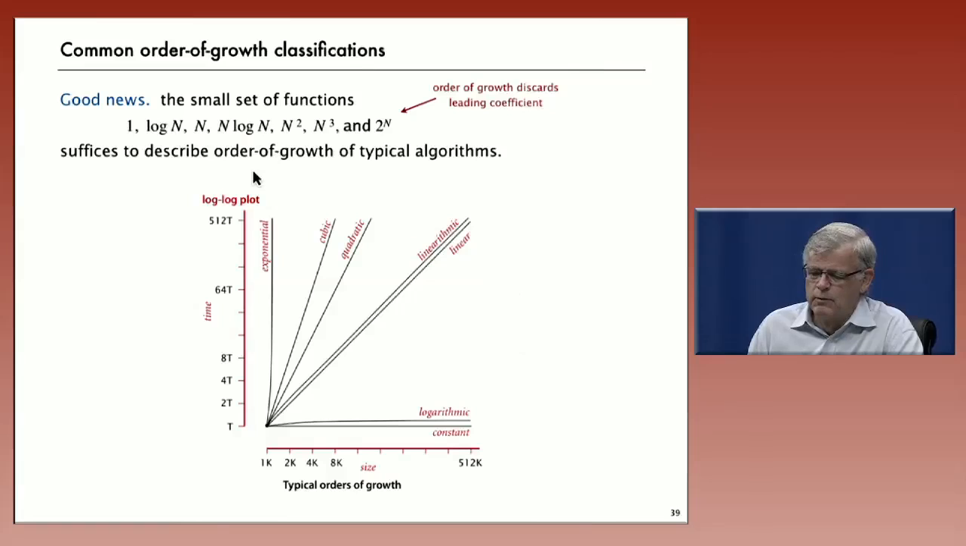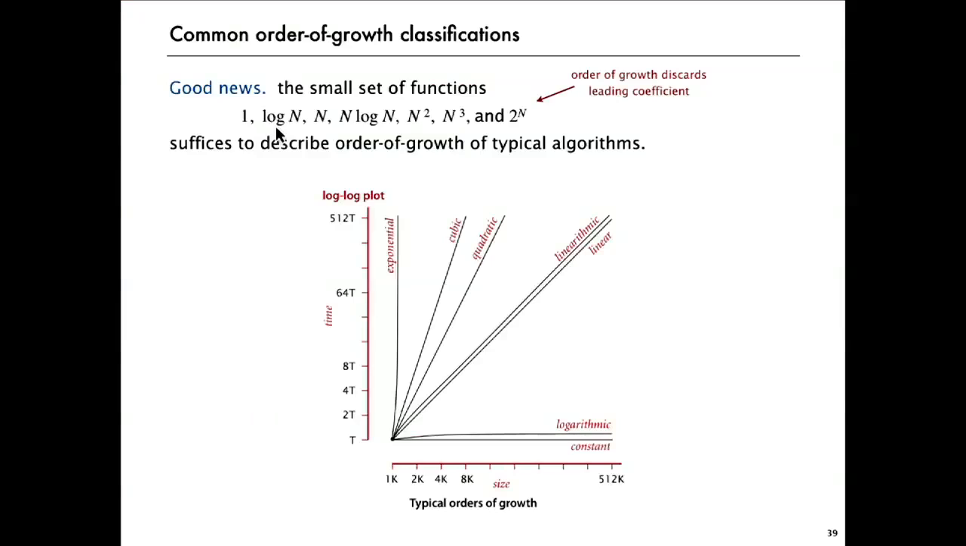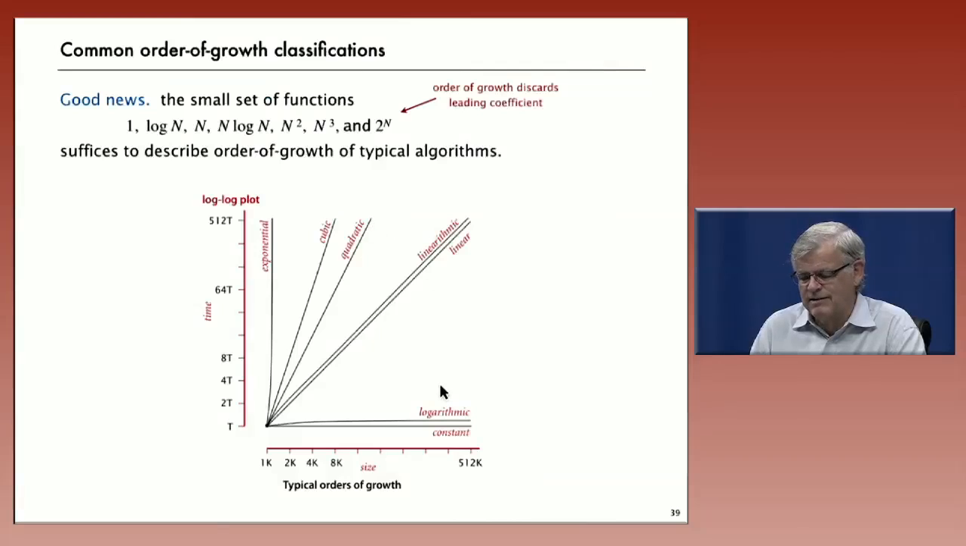When we're talking about order of growth, we're not talking about the leading constant. Normally we'll say the running time of the algorithm is proportional to n log n. That means our hypothesis is that the running time is tilde c n log n, where c is some constant. And these plots, these log-log plots, really give a good idea of what's going on.